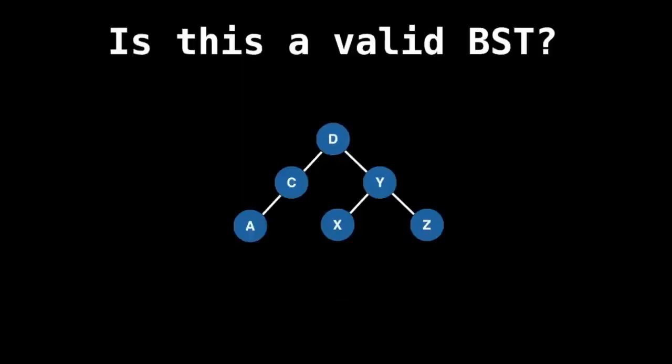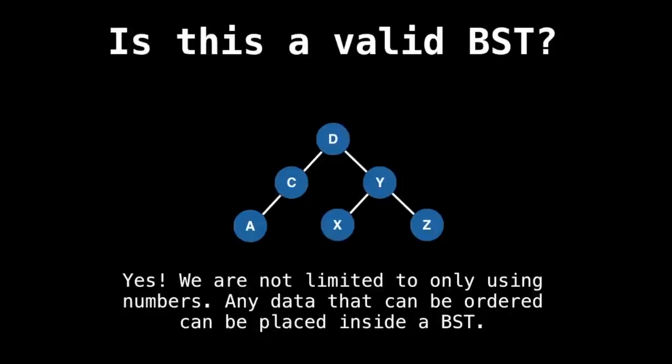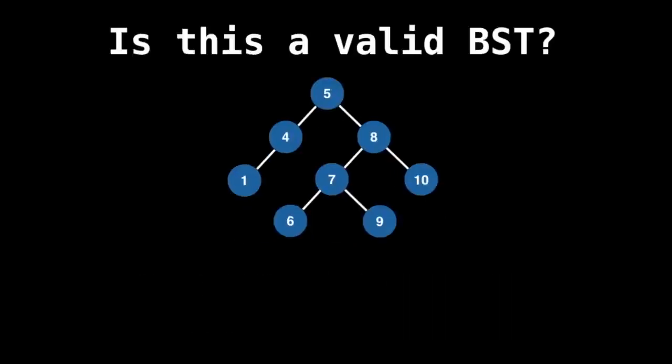How about this tree? Notice I've only changed the elements within the tree. Yes, this is also a binary search tree. We're not limited to only having numbers within our binary search tree. We can place any type of data which is comparable and can be ordered. How about this tree?